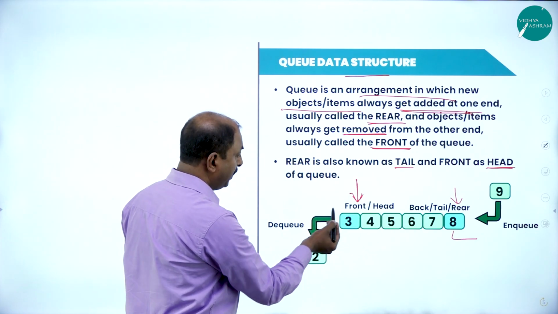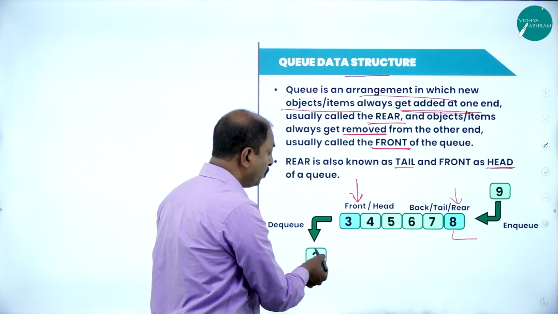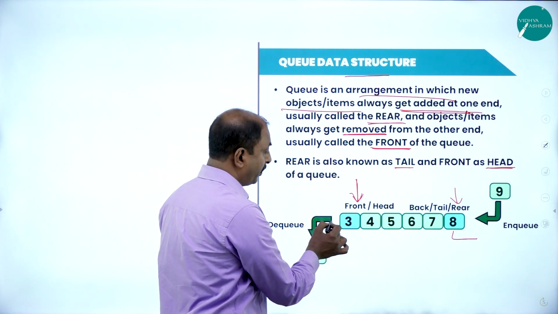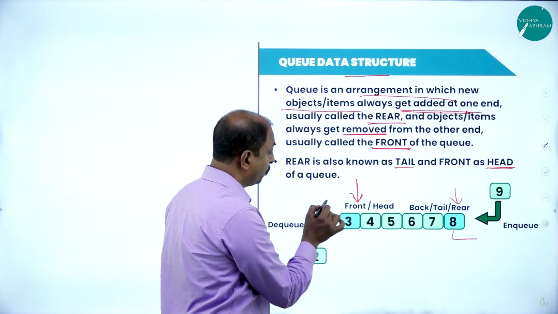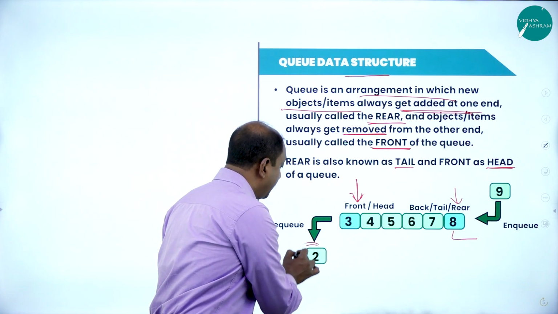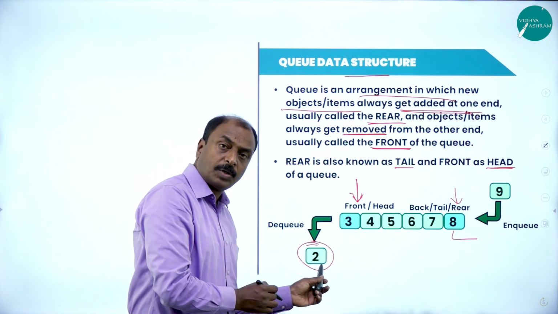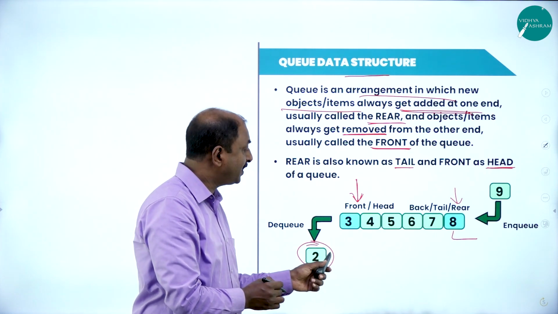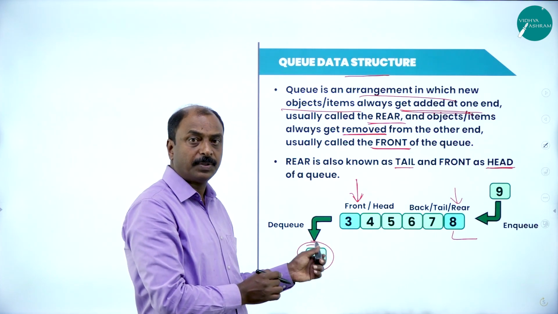In this example, 2 is the element to remove first. Earlier 2 was here, it was the position of 2. If I want to delete an element, 2 is the first element inserted, so it has to come out. That is the concept of the first in, first out principle.